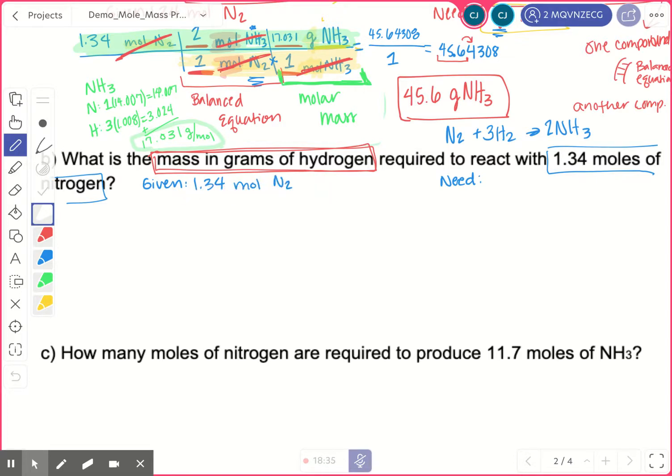Nitrogen. And our need is grams of hydrogen. All right. So rule number 1 says to start with what we've been given. So we have 1.34 moles of N2.